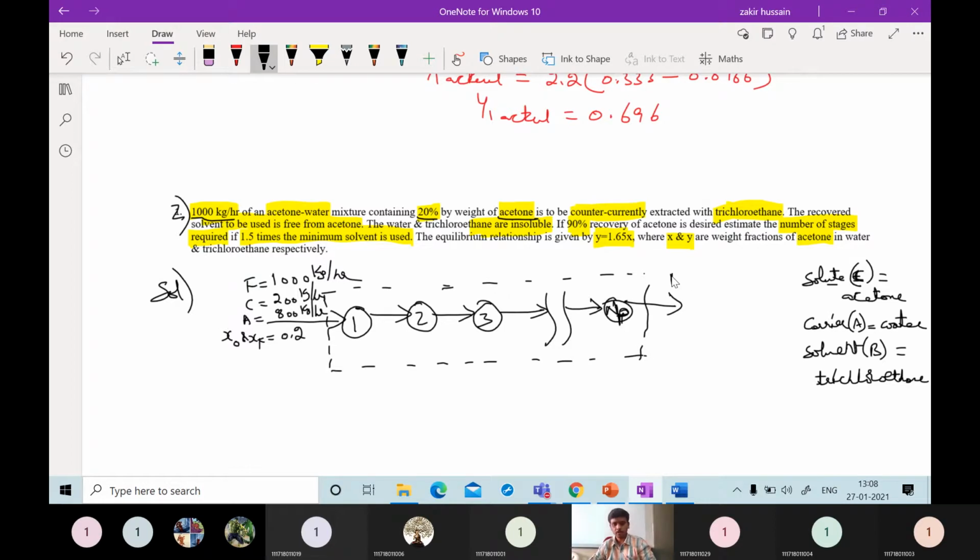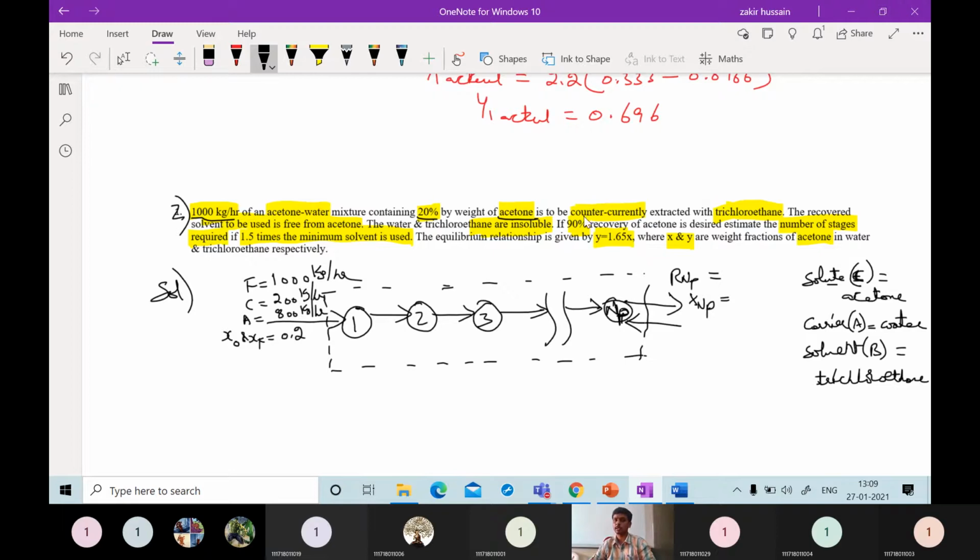So RNP is leaving, and XNP is leaving. What are the values of XNP and RNP? Whether they have given them or not, we have to verify from the statement. Then the solvent is entering countercurrently.